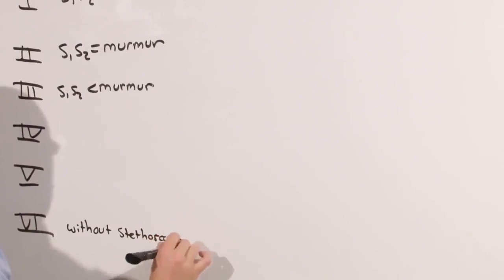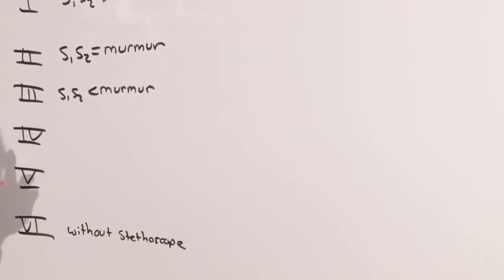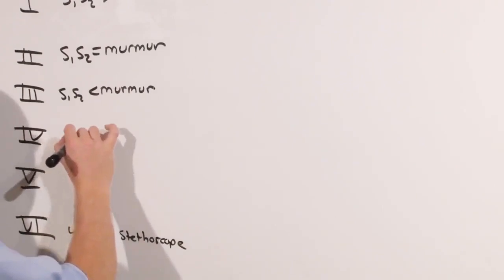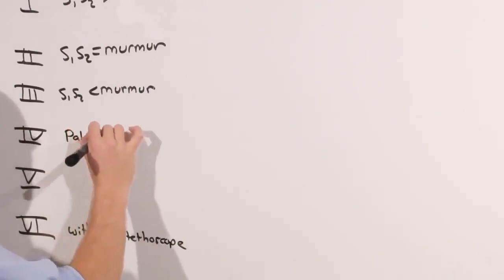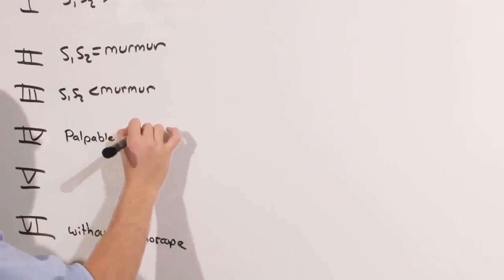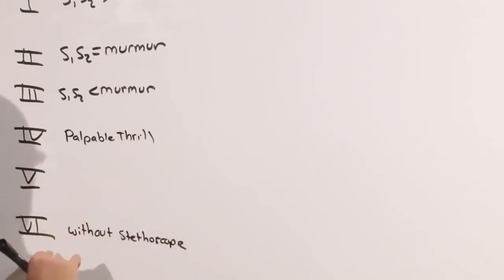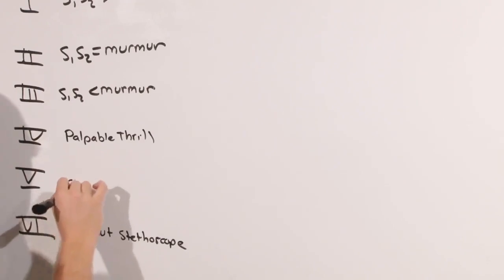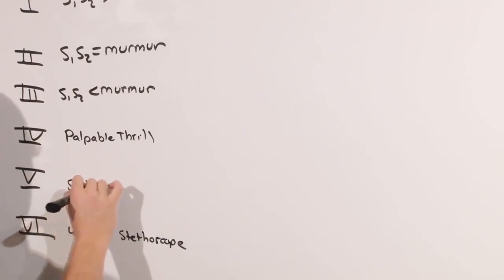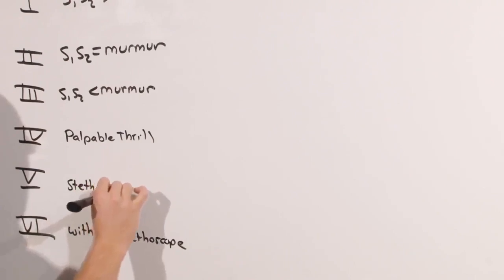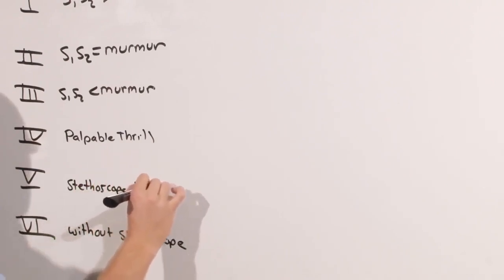You won't see this. But you might see grade 4 and 5. The way you separate 4 and 5 is by 4 having a palpable thrill and by 5 being almost 6. You can hear the murmur with a stethoscope half off the chest.